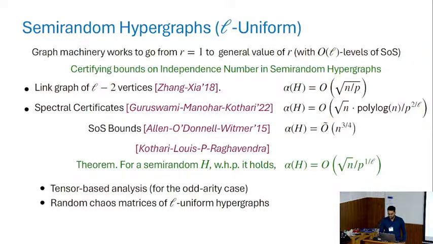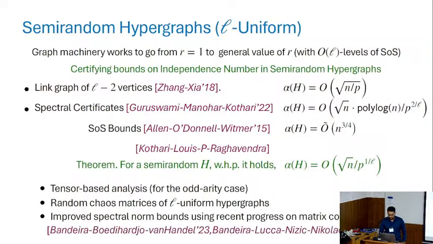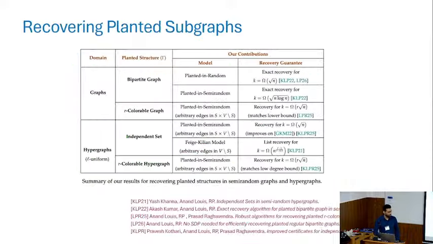And for these, there are already existing results which are suboptimal, but then we can use this recent progress on matrix concentration to improve those results and get log-free dependence. So that is the snapshot of my work in this area. I did not talk about this Feige-Kilian model, and for semi-random hypergraphs there also we have some results.